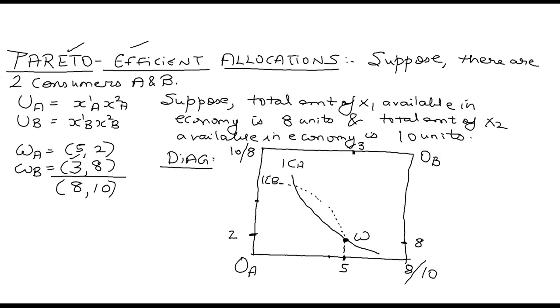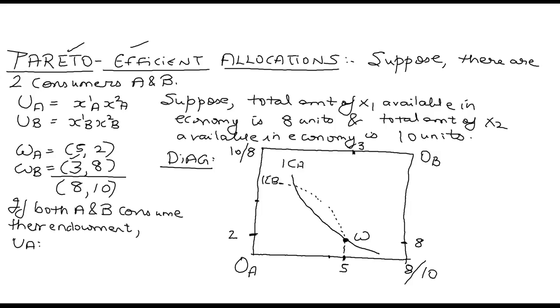Then I want to ask you, if both A and B consume their endowments, what is the utility A will get? The utility A will get will be x1A into x2A, which means 5 into 2, which is 10. What is the utility B will get? The utility which B will get will be 3 into 8, which is 24. Remember, the utility functions are Cobb-Douglas.